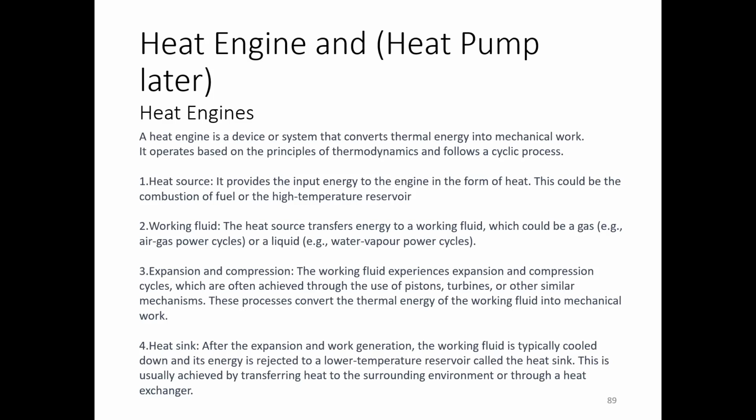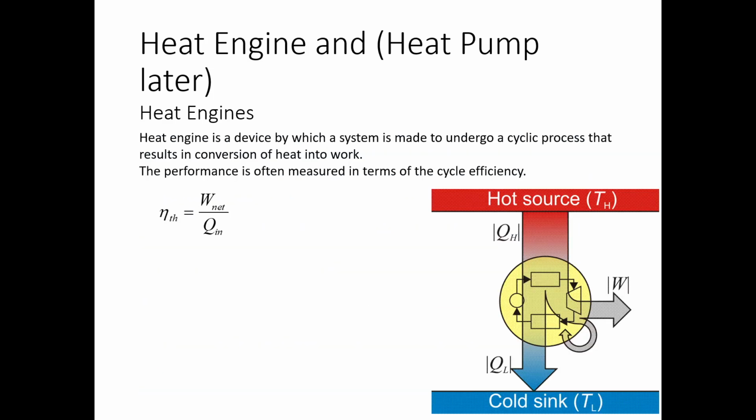For example, in the petrol engine, the heat source is the petrol and the working fluid is atmospheric air. Expansion and compression are achieved using the cylinders and pistons. The heat sink is again the atmospheric air, because the rest of the energy, the waste energy, will be dumped into the atmospheric air. Likewise, there are four components.